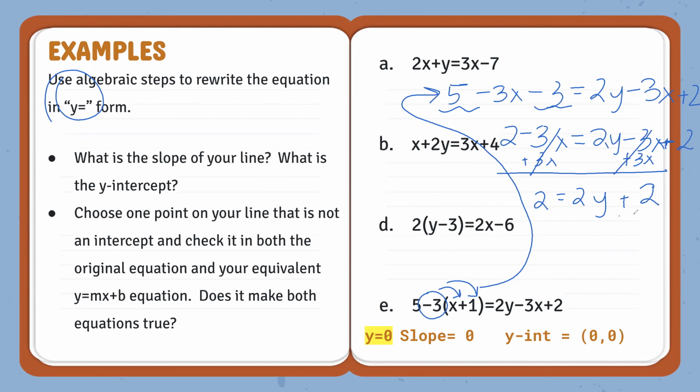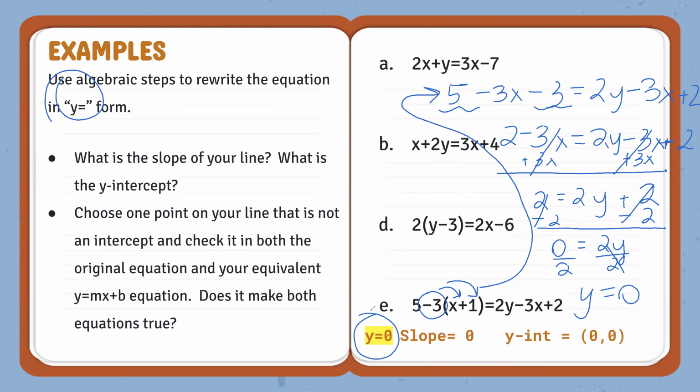Let's see, now I need to subtract 2 from both sides, and that reduces to 0 is equal to 2y. I still need y by itself, so I'm going to divide both sides by 2. Anything divided by 0, I mean 0 divided by any number, is just 0. So y is equal to 0. And that's why I have my answer here.